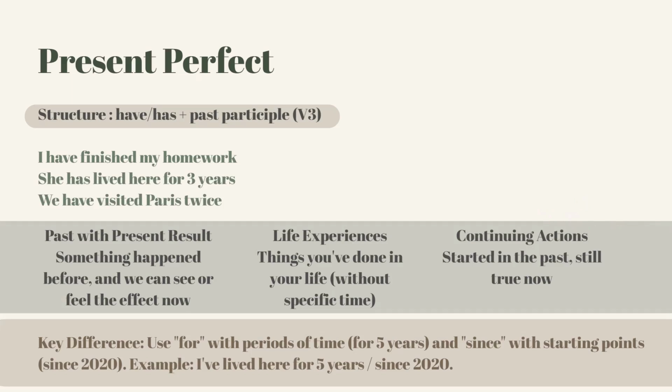So, there's this very important word difference in present perfect. When we form present perfect sentences, sometimes we can use words like for or since. You can see an example down below. So when you use for, it's a period of time.